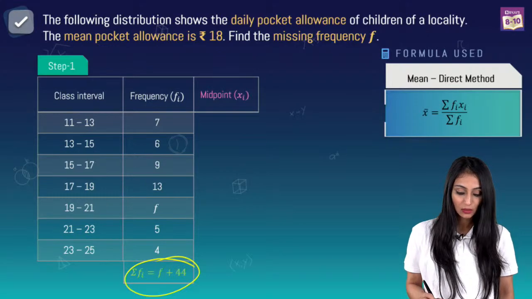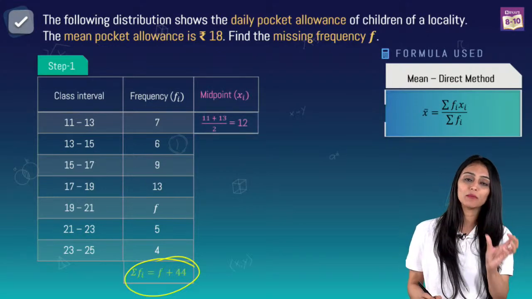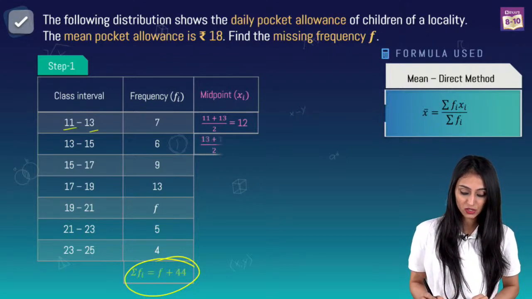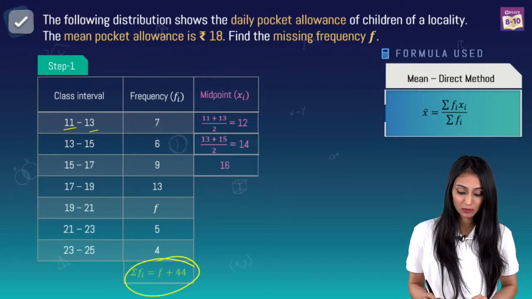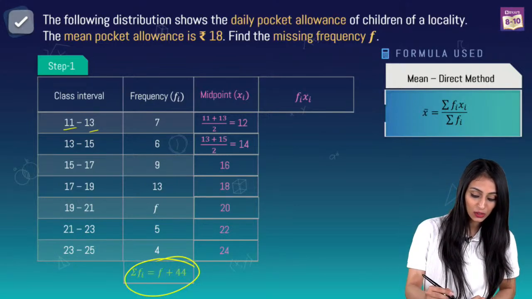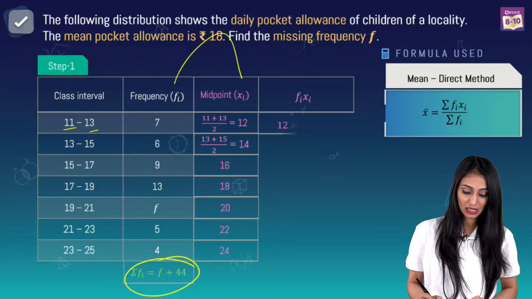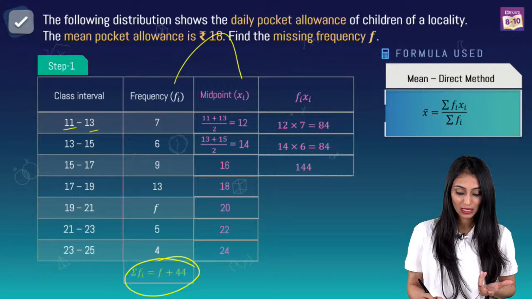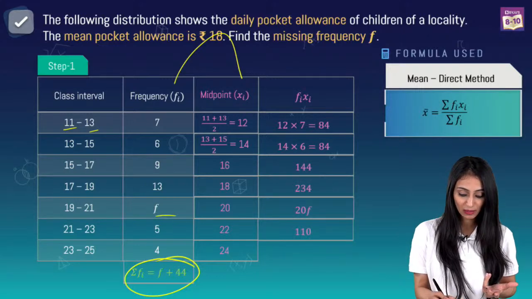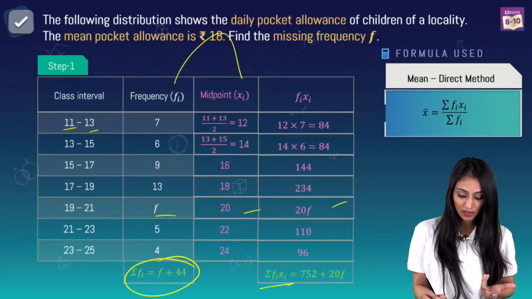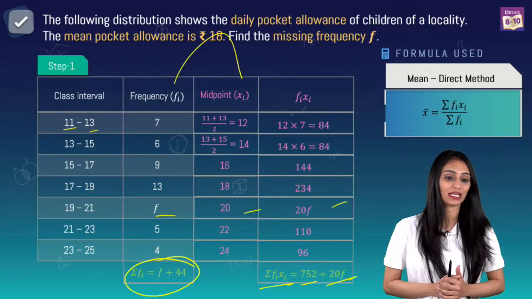Then we find the midpoint, which is xi, lower limit plus upper limit upon 2. So 11 plus 13 by 2, that's 12. 13 plus 15 by 2, that's 14. Similarly, you can find it for each one of them. Once we have xi, we find fi xi: I multiply each value of fi with the corresponding value of xi. So 12 times 7 is 84. Similarly, 6 times 14 is 84. Like this, you find for each one of them. f times 20 is 20f. Then we add them up and get summation fi xi, which is 752 plus 20f.